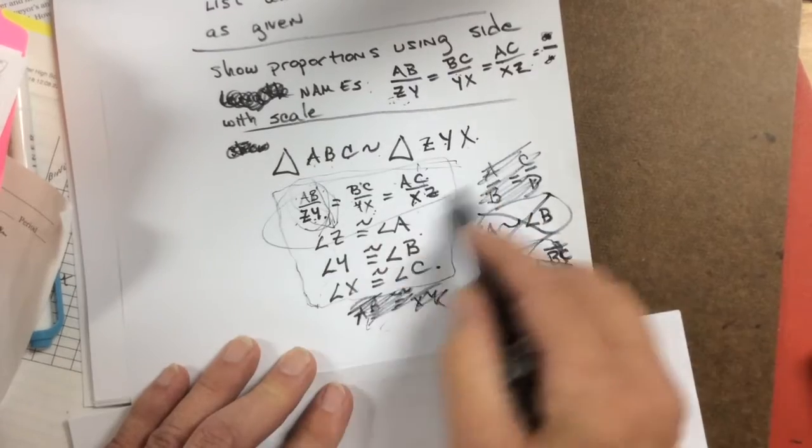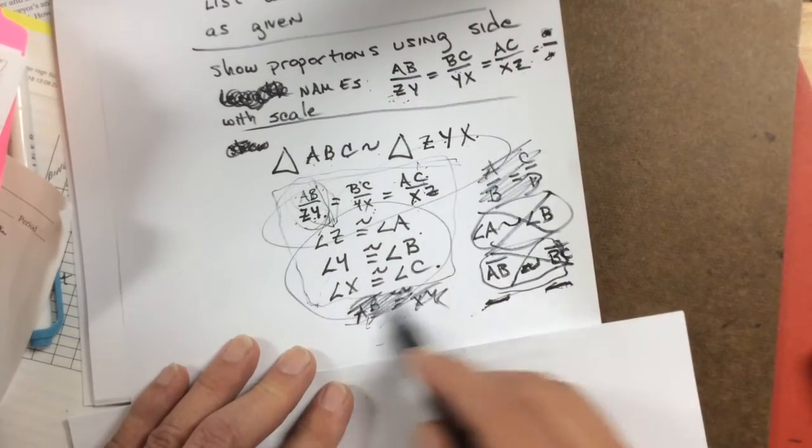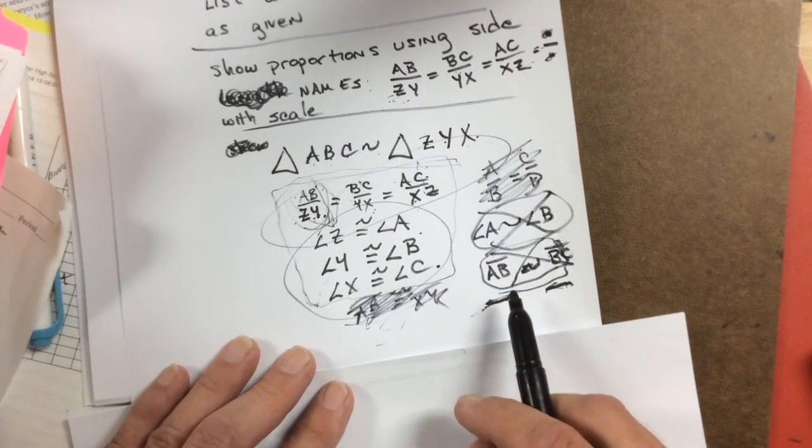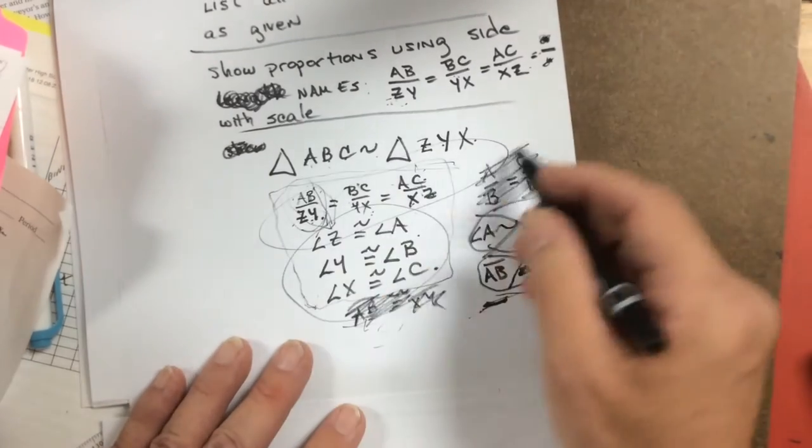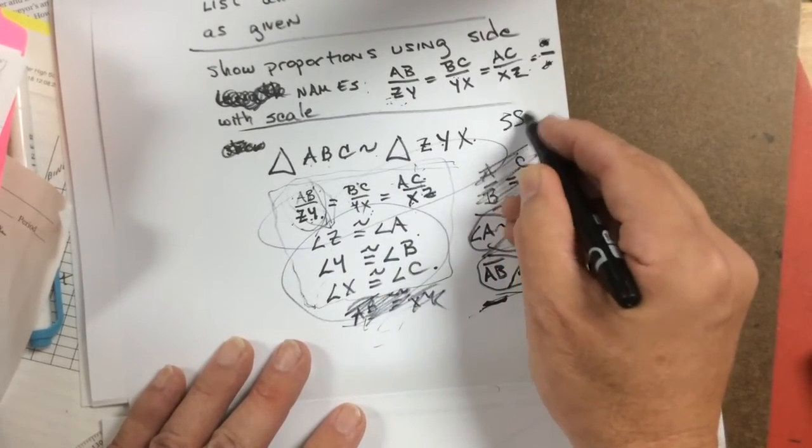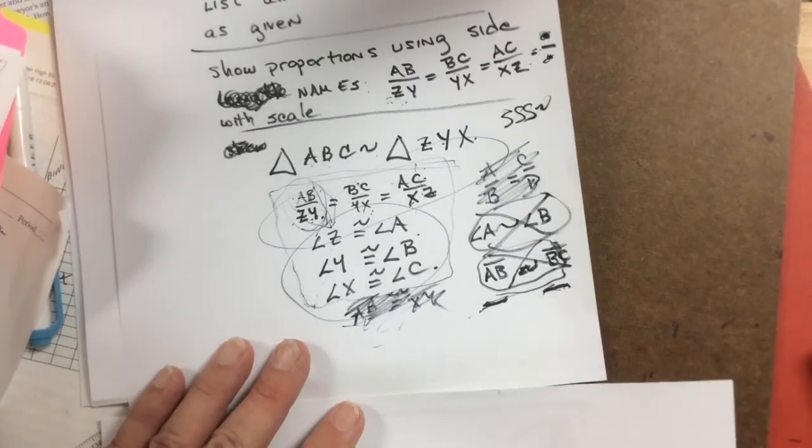This is the way you write it. This is what it means. Okay. And then you write this, and then over here you write side, side, side, similarity. Now, that was the first question.